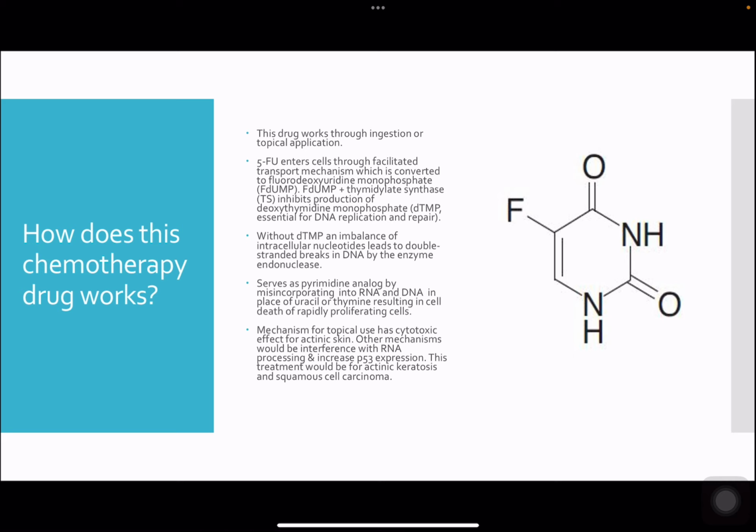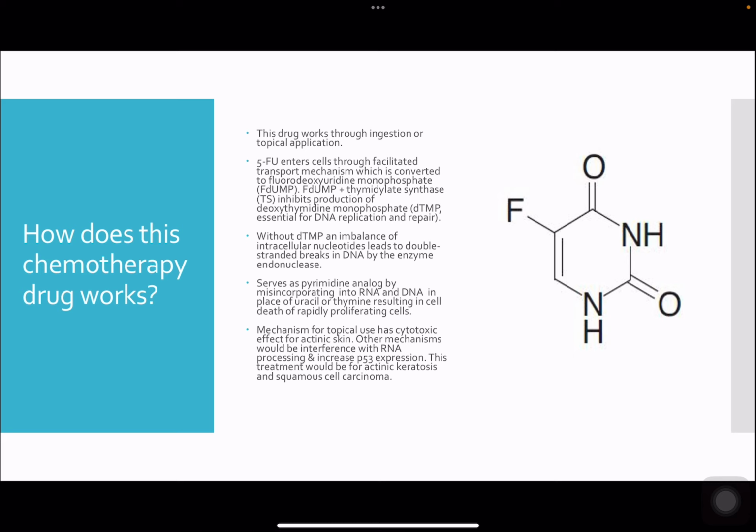Without dTMP, an imbalance of intracellular nucleotides leads to double-stranded breaks in the DNA by the enzyme endonuclease. This drug also serves as a pyrimidine analog by misincorporating into RNA and DNA in place of uracil or thymine, resulting in cell death of rapidly proliferating cells.